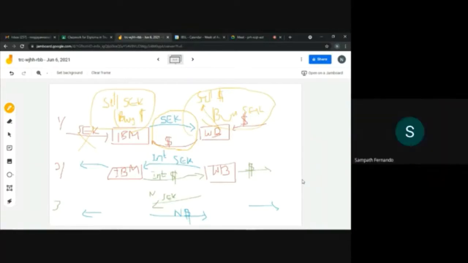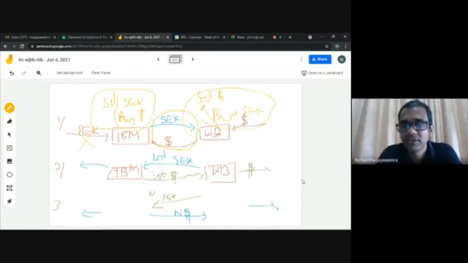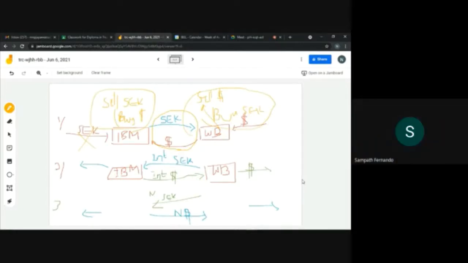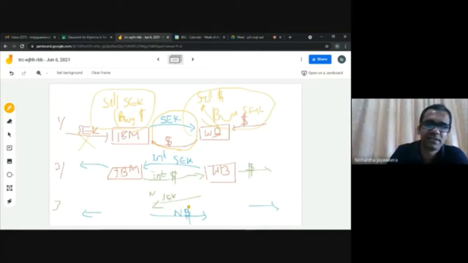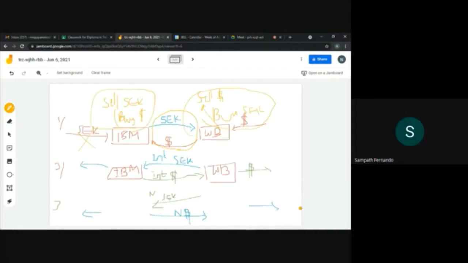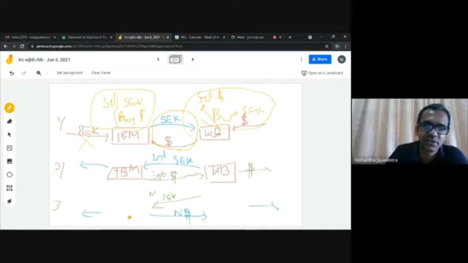In that, the third one is not necessary. It is not mandatory. Sorry, which one? Third one, this one. Yeah. Generally, in a cross currency swap, this is not mandatory, but in some instances they do it.